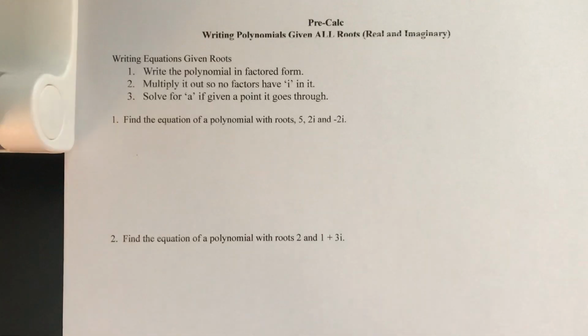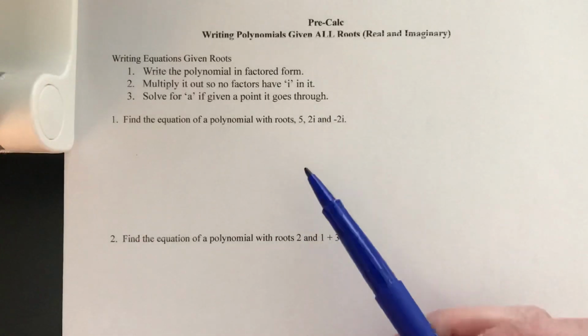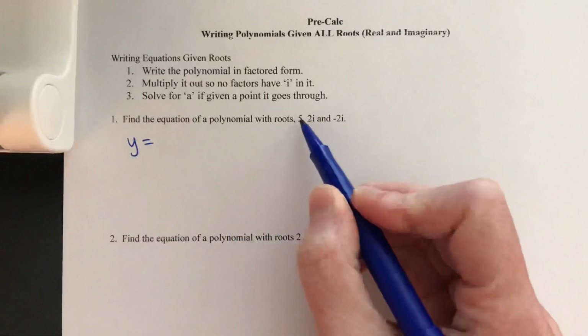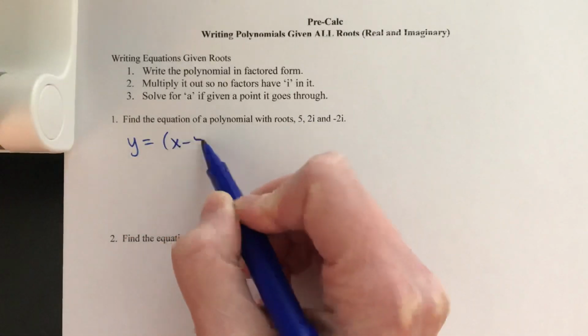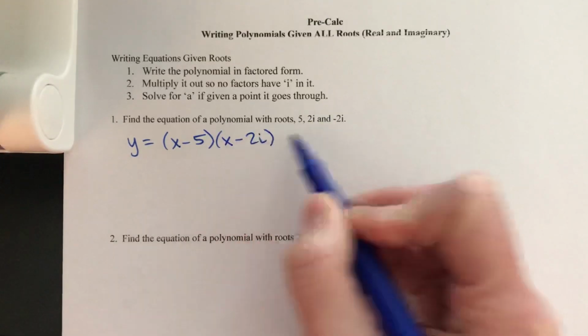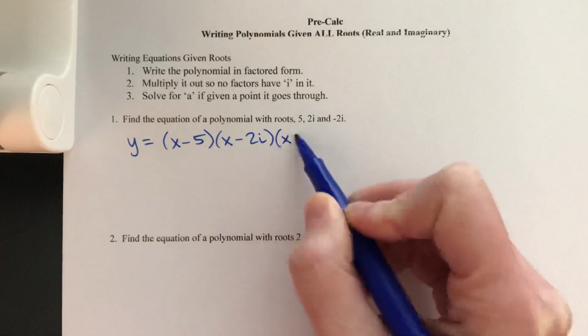So number 1, it says find the equation of a polynomial with roots at 5, 2i, and negative 2i. So this is telling us that it's a third degree polynomial because we have 3 roots. And now we have to just write them all in factored form. So if I have a root at 5, my factor is x minus 5. Now 2i would be x minus 2i, and then this negative 2i would be x plus 2i.